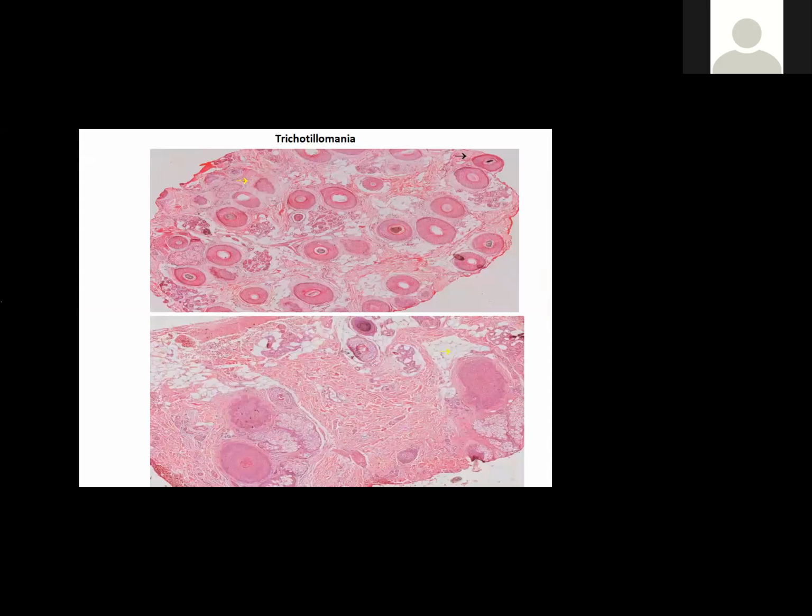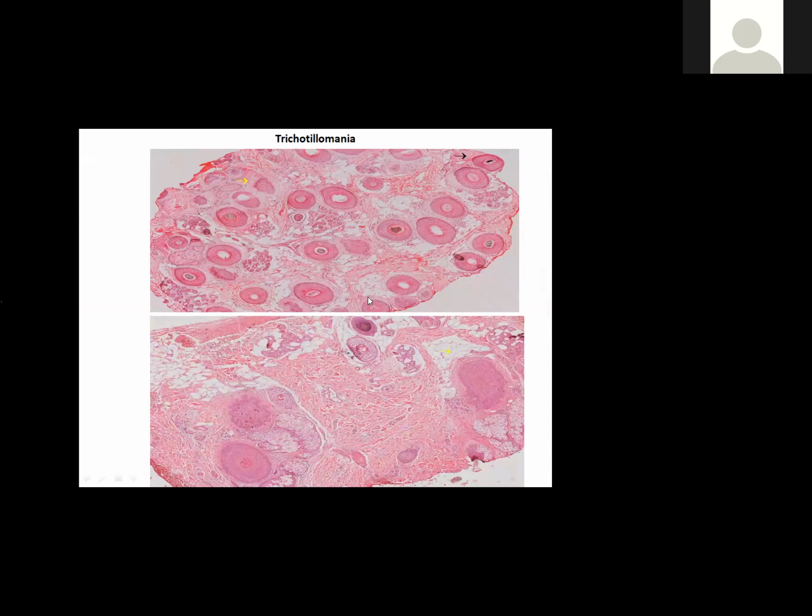Now, in trichotillomania, unlike in AA and AGA, miniaturization of the hair follicles doesn't occur. So all the hair follicles are predominantly in the anagen phase, and they are terminal hair follicles.